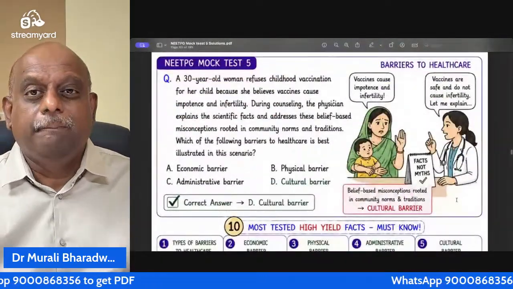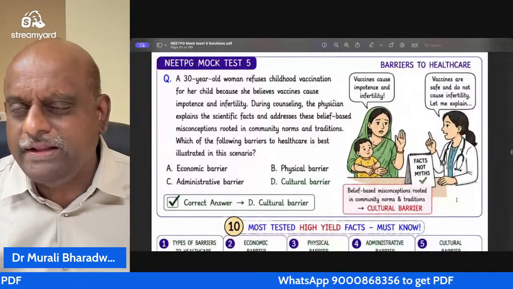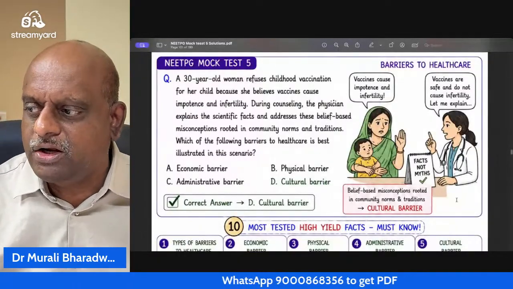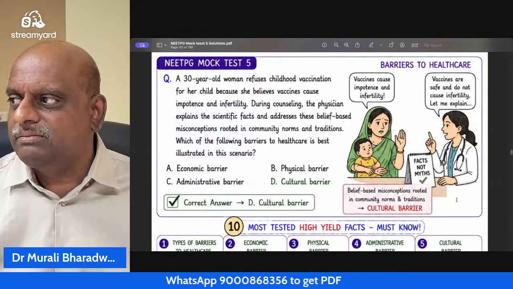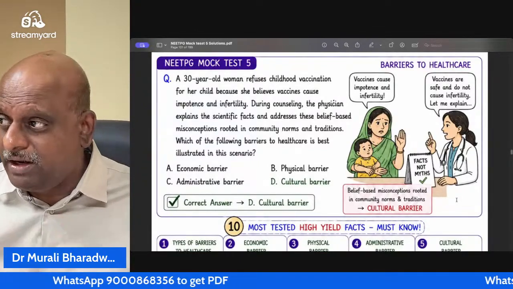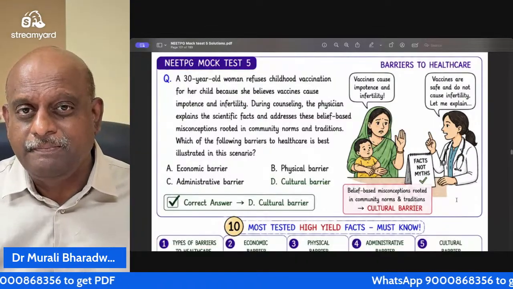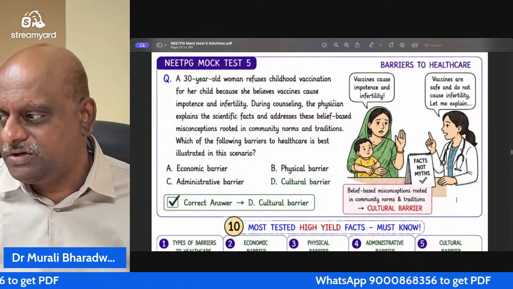So, belief-based misconceptions rooted in the community. What is that called? Cultural barrier. Vaccines cause, if my child is given a vaccine, he will develop impotence, infertility. That is all what? Community-based cultural barriers.